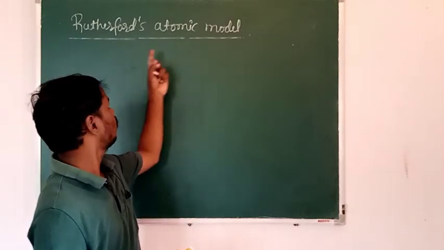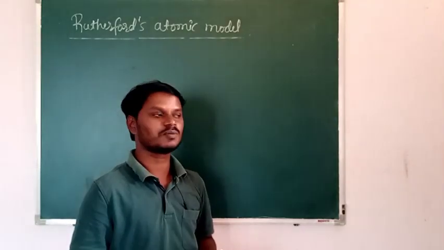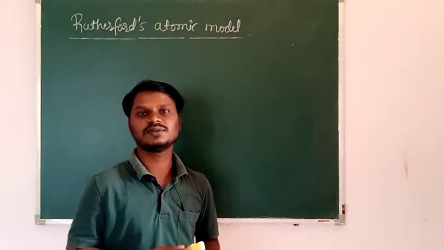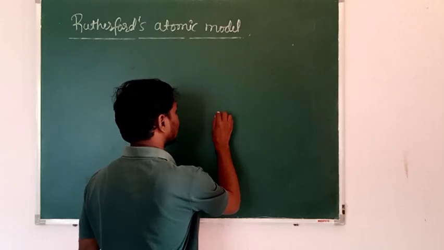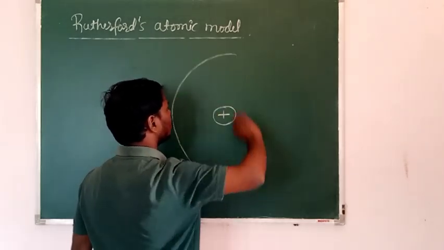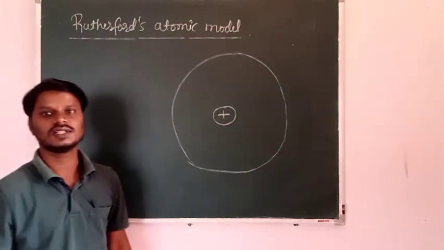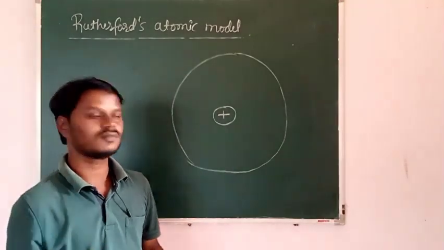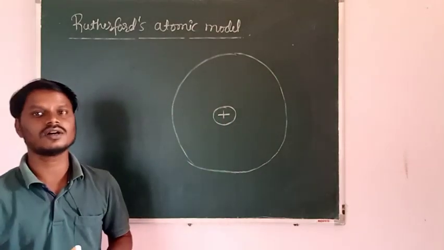Before discussing Rutherford's atomic model, once again let us discuss what we mean by the distance of closest approach and what the impact parameter is. Already you know what the distance of closest approach is. It is the minimum distance from the nucleus. Let us consider this is the nucleus of an atom. What is the nucleus? The nucleus is the central part of the atom, in which the entire positive charge and almost the mass of the atom is concentrated.